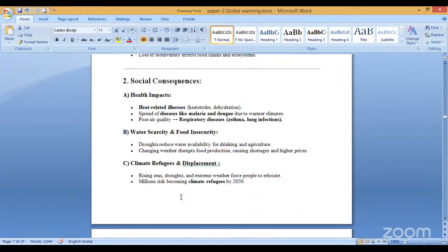Then coming to the second one, social consequences. The first is health impacts: heat-related illness, heat strokes and dehydration, and the spread of diseases like malaria and dengue due to warmer climates.